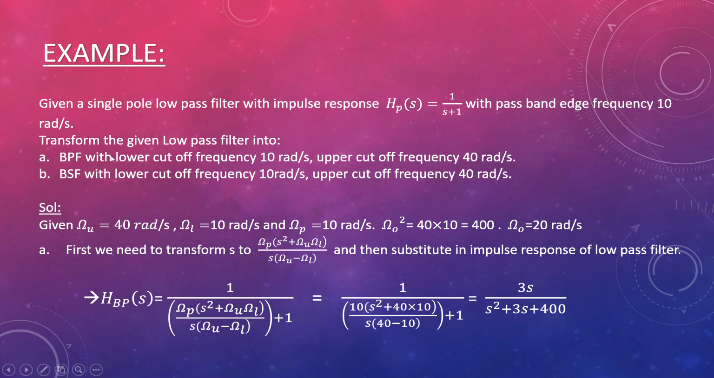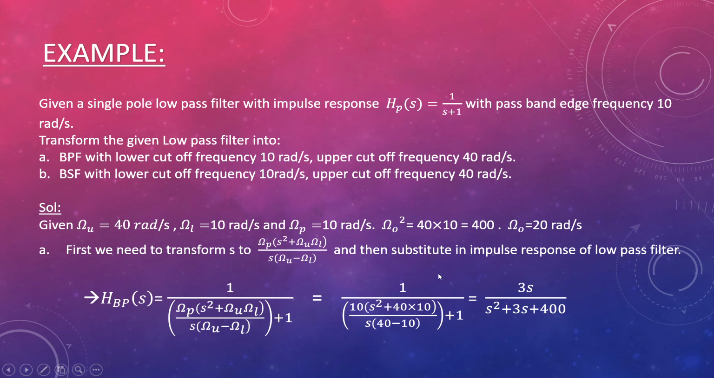From the question we can see that omega u equals 40 radians per second, omega L equals 10 radians per second, and omega p is 10 radians per second. From this we can calculate omega naught, which is the central frequency, which we get as 20 radians per second. First we'll solve for the bandpass filter. We convert S to omega p times (S square plus omega u times omega L) divided by S times (omega u minus omega L). Then we substitute in the frequency response, which can be seen here.